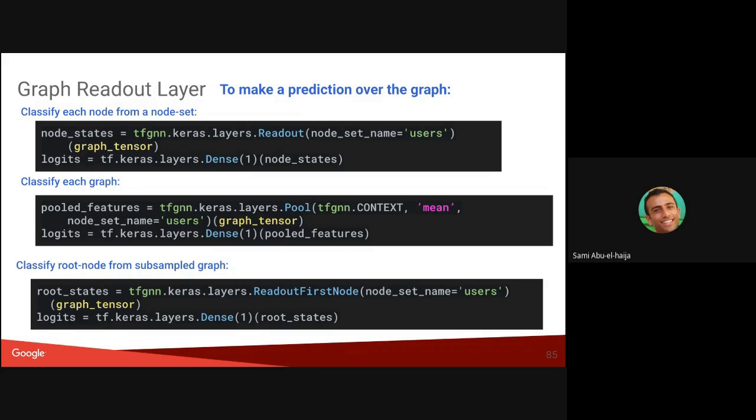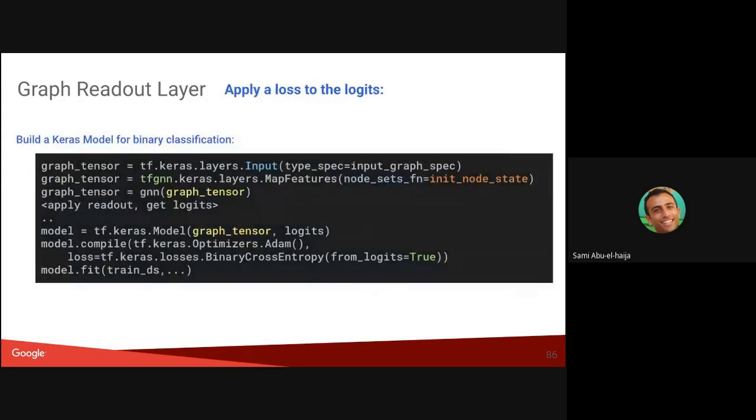And after each of these readout layers, you can apply a linear transformation to get the logits layer for your model. Here you can see examples for a binary classification problem where we apply a dense layer with size 1, with a dimension of 1.